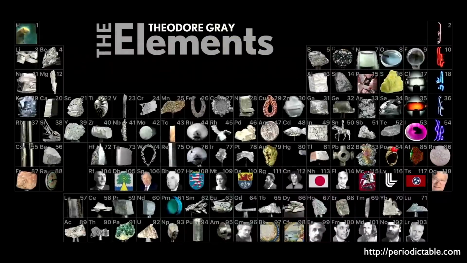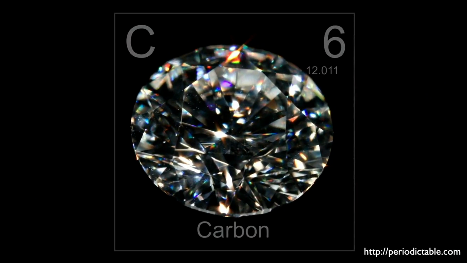Carbon is the sixth element in the periodic table. Its atomic number is 6 because that's how many protons are in its nucleus, and that is what distinguishes it as a unique element.